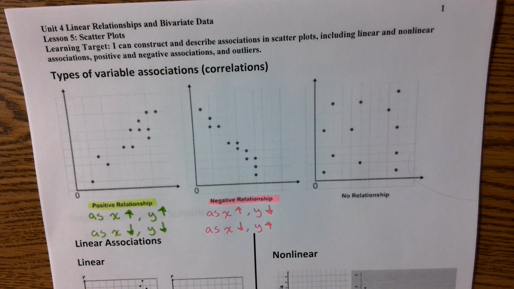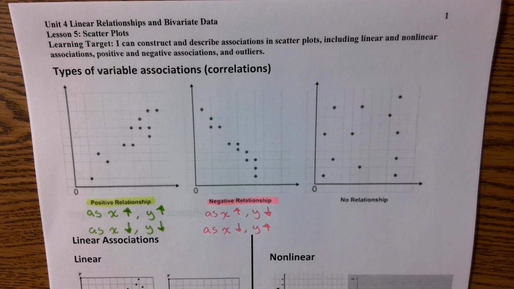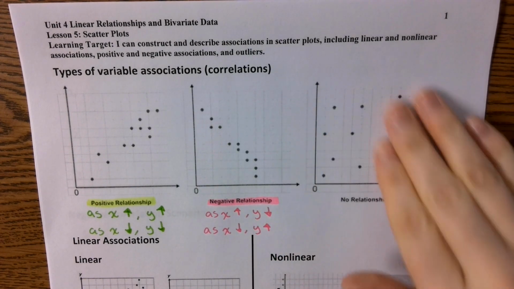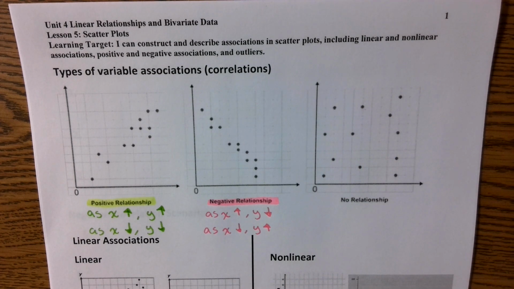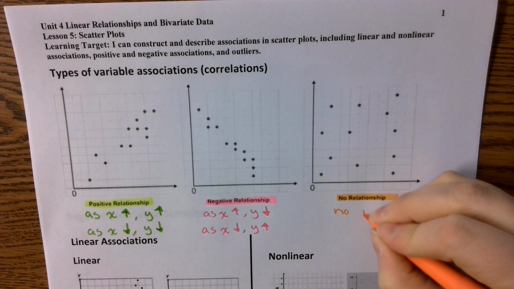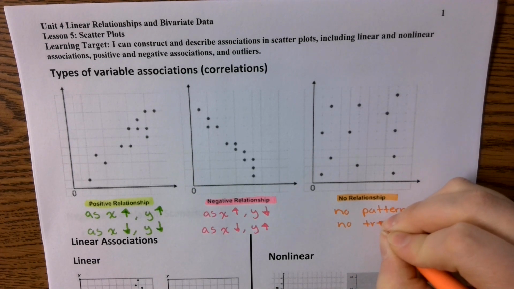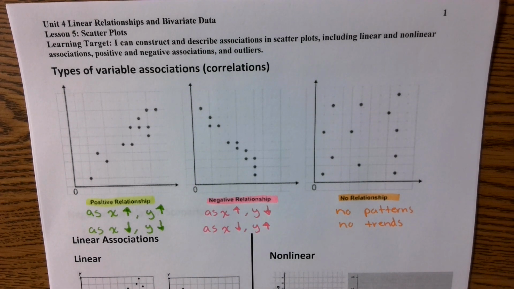And then you've got something called no relationship, no association, meaning that it doesn't matter what you do, there is absolutely no pattern. It's just all over because they don't have a direct relationship with each other. So we call that no correlation, or no relationship whatsoever. There are no patterns, no trends. All right, so that's our variable association.